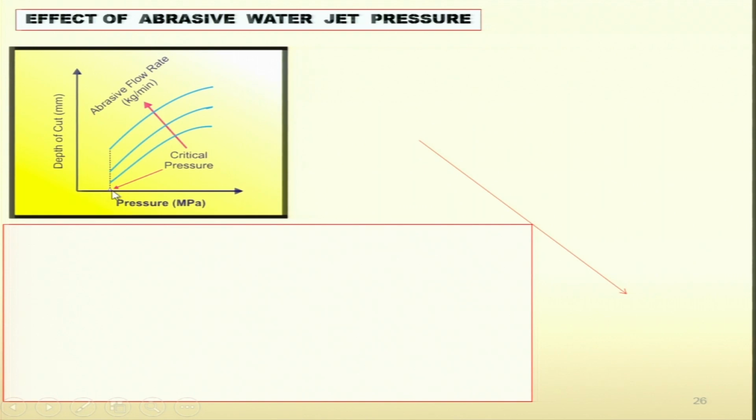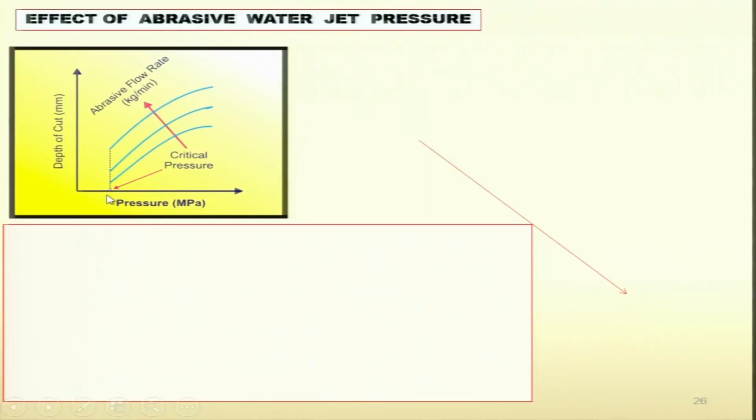Before critical pressure is reached, there is no cutting, because each material has its own properties, that is strength, hardness. Now unless these abrasive particles have enough kinetic energy to cut that particular material, you cannot have any depth of cut. That's why this is the critical pressure for this particular combination of machining parameters and workpiece material.